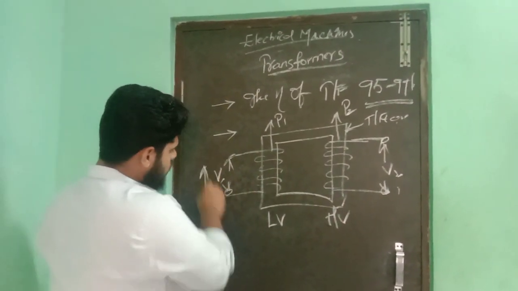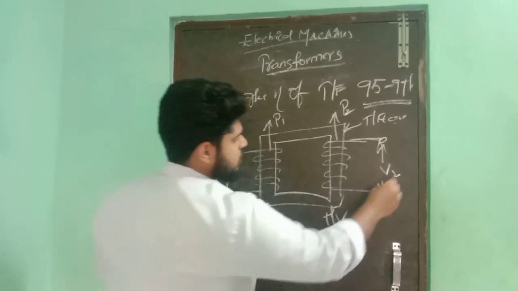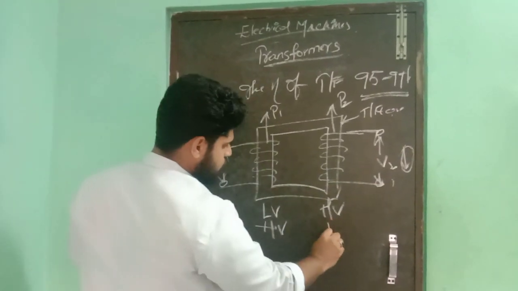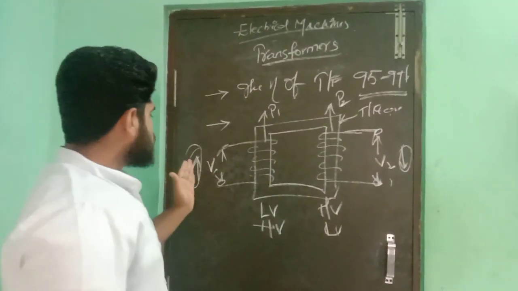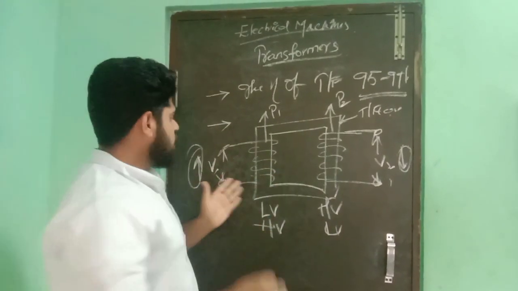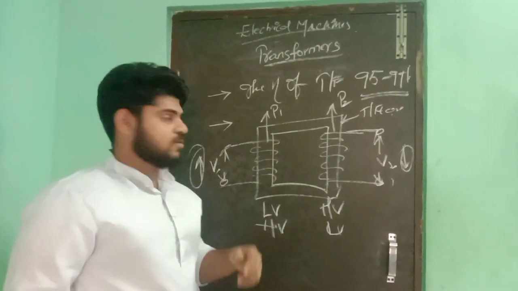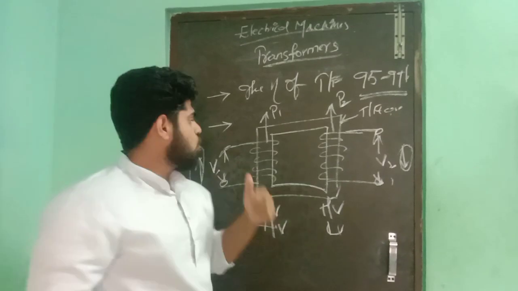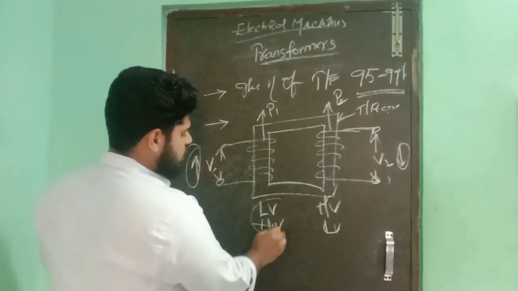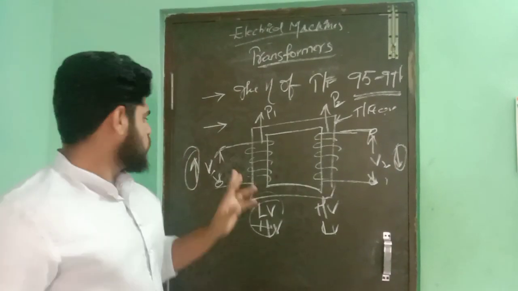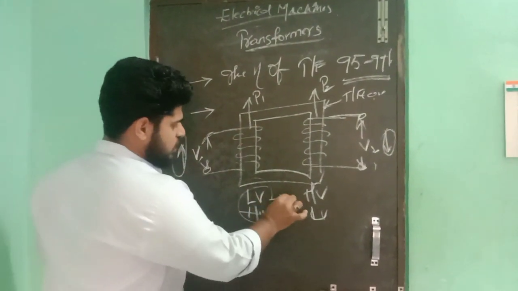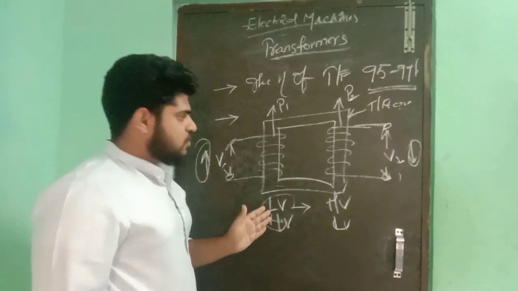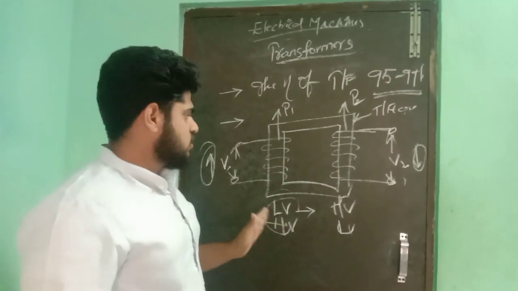If the voltage level is high here, then this would be the HV winding, and if the voltage level here is low, then obviously it will be the LV winding. So based upon the voltage levels, the windings are classified as HV and LV windings. During the operation of a transformer, HV and LV are only considered in the construction of a transformer, while during operation these windings are called primary and secondary windings. Note that only during construction are they termed HV and LV windings, but in operation they are considered primary and secondary windings.